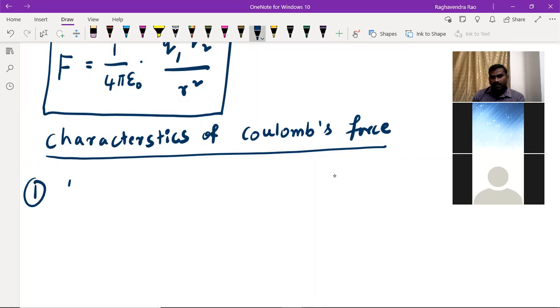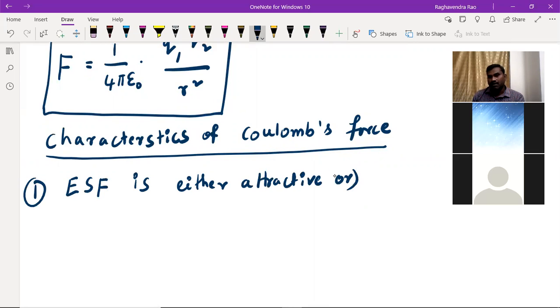First one, electrostatic force or Coulomb force is either attractive or repulsive. Electrostatic force is either attractive or repulsive. So this we can compare with Newton's law of gravitation, gravitational force. Gravitational force is always an attractive force, whereas electrostatic force or Coulomb force is either attractive or repulsive force.